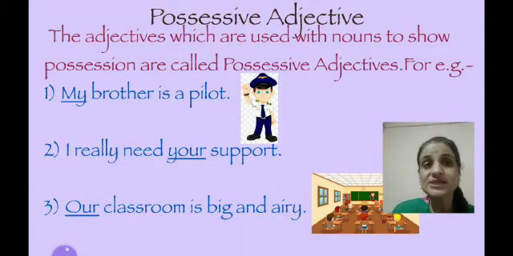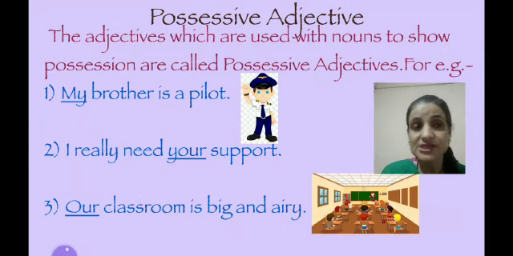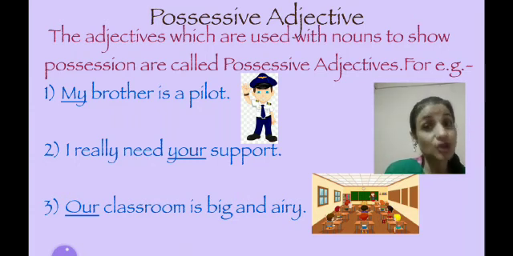Next is possessive adjective. Possessive. Now you have already understood noun in possessive case, possession. So these adjectives which go with nouns to show possession, some belongingness or relation, are called possessive adjectives. Like, my brother is a pilot. I really need your support. Our classroom is big and airy. So my, your, our are possessive adjectives.